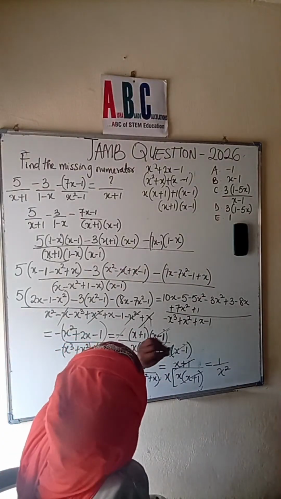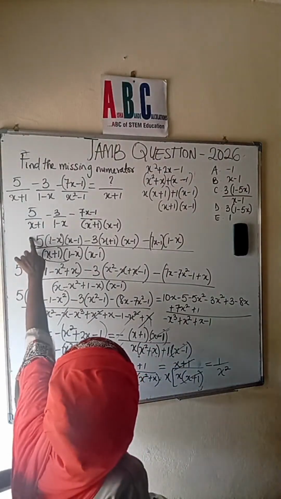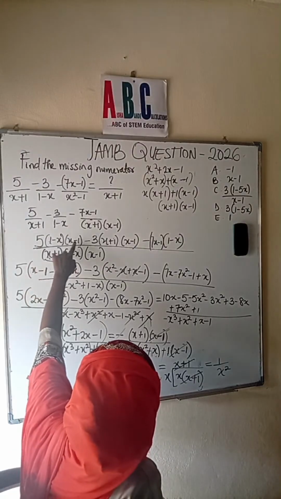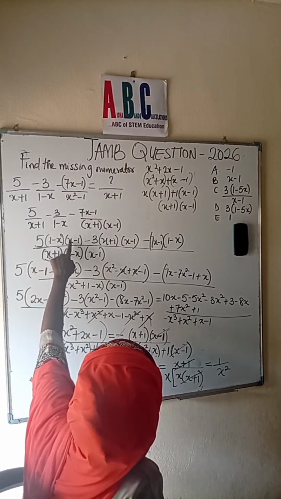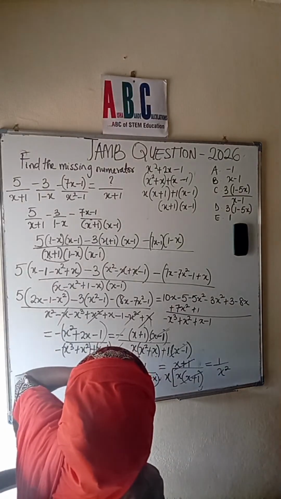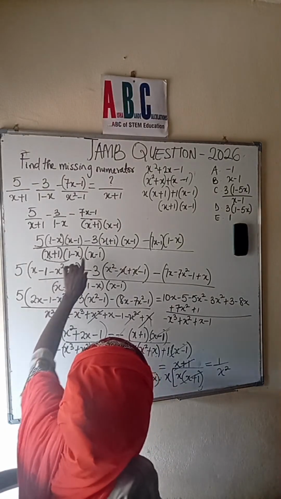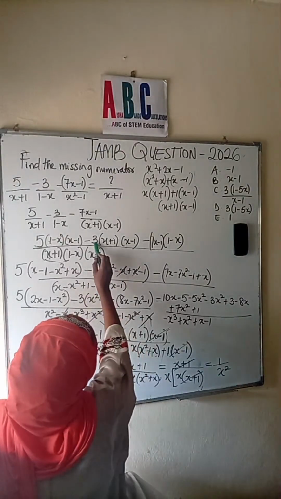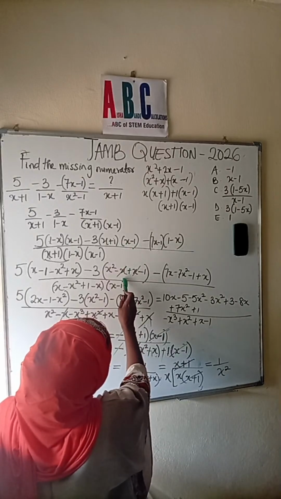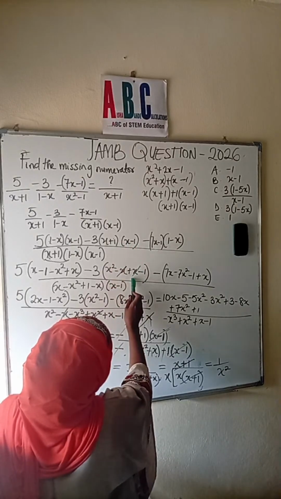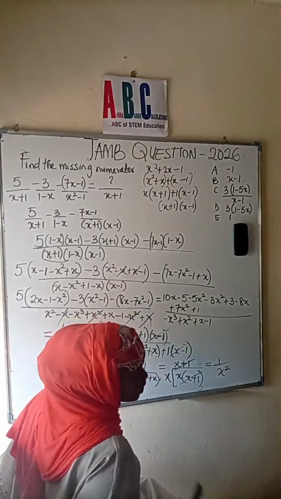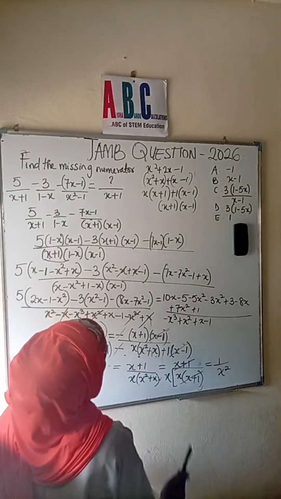We want to identify if there is an error at any point. This is the 5. 1 times x gives us x. 1 times minus 1 is minus 1. Minus x times x is minus x squared. Minus times minus is plus. X times 1 is x. We are done with this. Let's go to the next term. This 3. X times x is x squared. X times minus 1 is minus x. 1 times x gives us x. Plus times minus is minus. 1 times 1 is 1. This is also correct. Let's go to the last one.